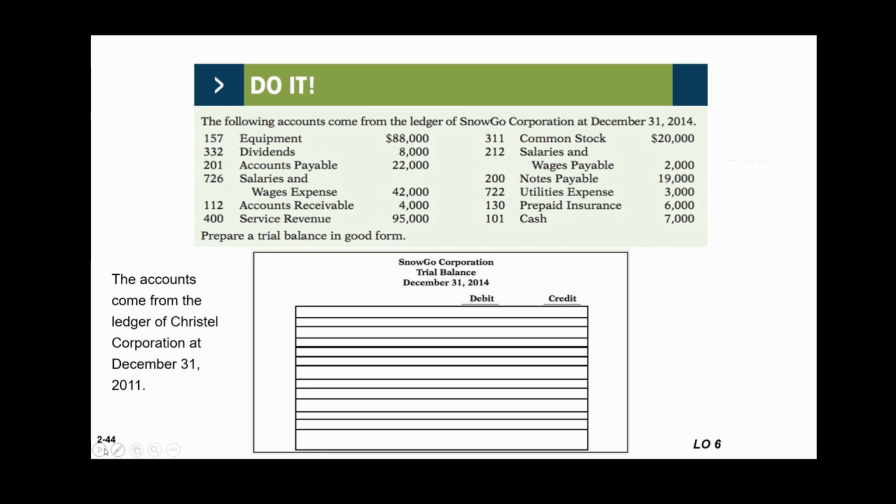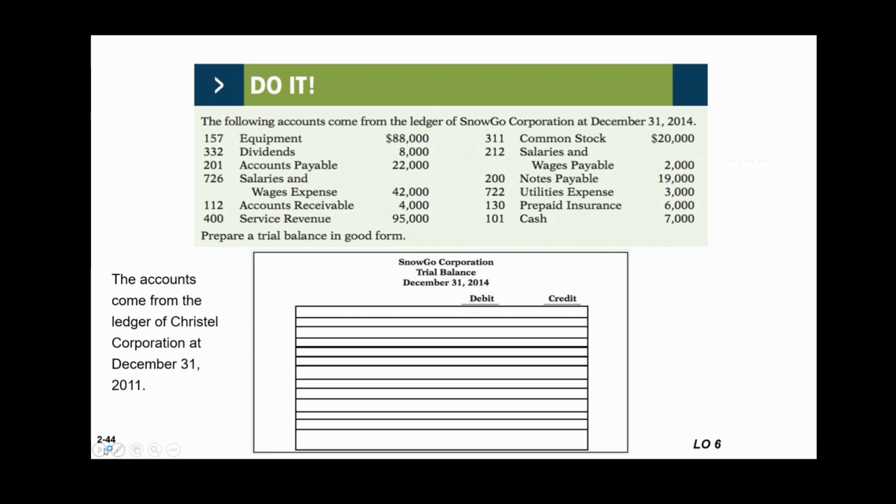Yes? No? Okay. Remember, whenever we want to prepare a trial balance, you simply look at the balances in the order they appear. Now, the trick is to look at the account numbers. So you list the accounts by their numbers. Okay? So what would the first one be?